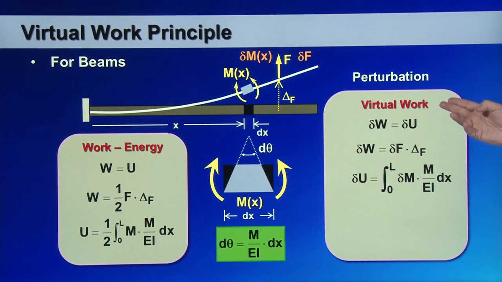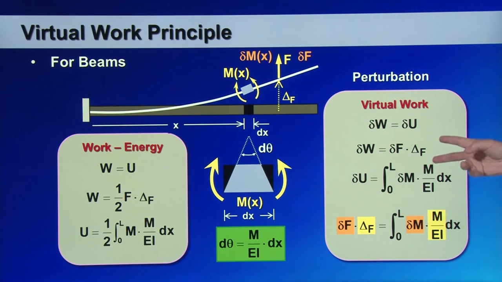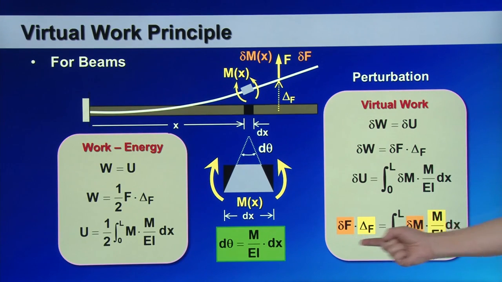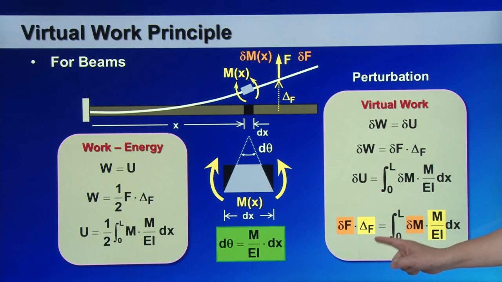The virtual work principle tells us that the virtual work should be equal to the virtual strain energy. So if you equate these two, then here is the virtual work principle for a beam structure, which shows that delta F times delta is equal to the integration of delta M times M over EI dx.